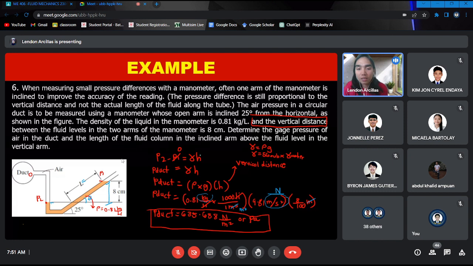So again, the value of H here is always the vertical distance and not the slant. So yun lang. Yun lang yung challenge pag nakaslant yung manometer. You need to have a trigonometric identity to solve the height. Pag sa example na to ay binigay naman yung HCM.